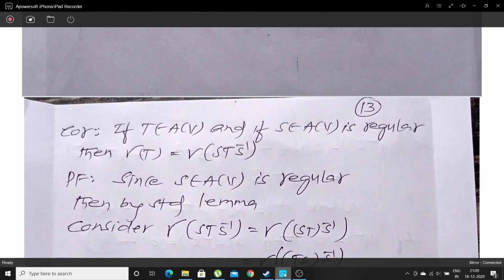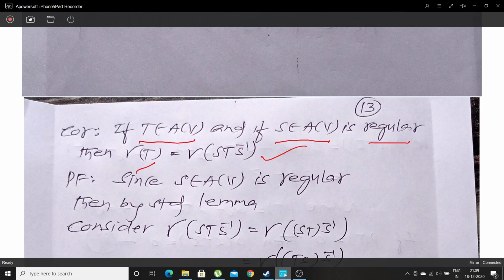Let me take a corollary. If T is an element belonging to A of V, and S is an element belonging to A of V but it is regular, that means invertible, then we have to show that rank of T is equal to rank of STS inverse. This we have to prove.